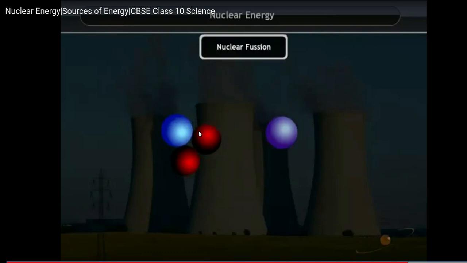So nuclear fusion is when two nuclei combine to form one nucleus. Fission is when one nucleus splits. Fusion is when two combine to form one nucleus. So again, here also the combining process leads to a lot of energy. In fact, in our sun, this is the exact process, which is why we can see the sun.